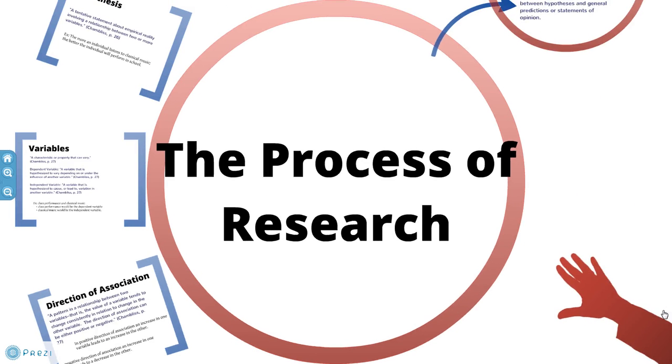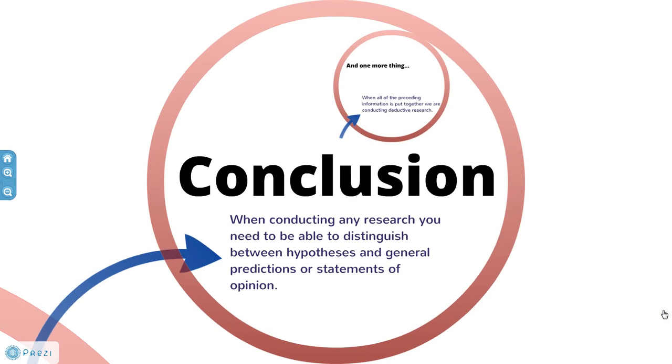So, I hope you have a better understanding of the process of research, including hypothesis, variables, and direction of association. In conclusion, it's important to understand that when conducting any research, you need to be able to distinguish between hypotheses and general predictions or statements of opinion. Again, a hypothesis can be tested through observations, whereas general predictions or statements of opinion cannot.